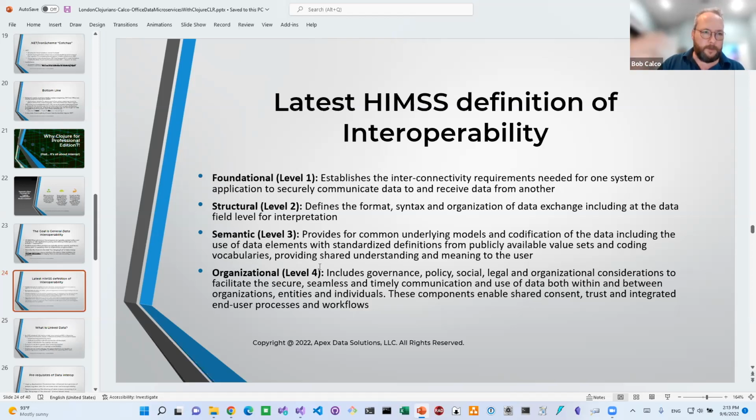This is really where shareable information, and what do I mean by that, comes in. And then the 4th level, which is very important and only recently got added to the HIMSS definition, has to do with governance, policy, social, legal, organizational considerations. There's so many non-technical obstacles to interop that are actually sometimes far more show-stopping than the technical problems. And it's really good that they've formulated that in their official definition, because if you don't deal with those reasons, any technical approach that compels people to work one way is going to fail. And that's been the experience of the industry so far.